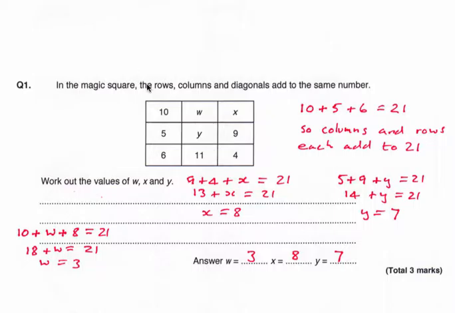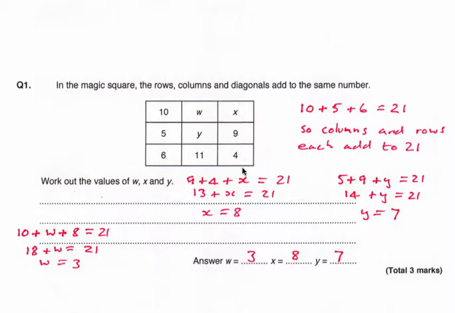Well, here we have a column where we have all three numbers, so they add up to 10 plus 5 plus 6 is 21. So each column and each row must add up to 21. So if we find a row here with just one unknown, we can say 5 plus 9 is 14, 14 plus y has to come to 21. So y must be 21 minus 14, which is 7.